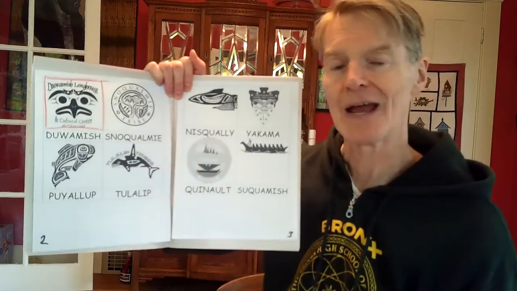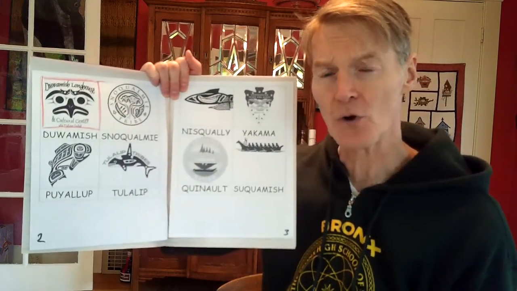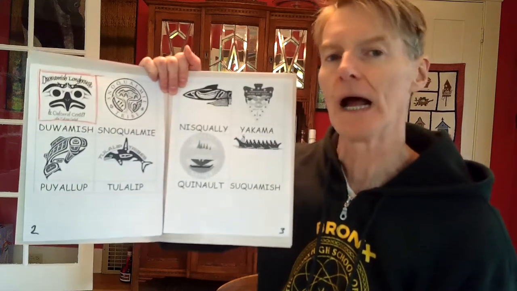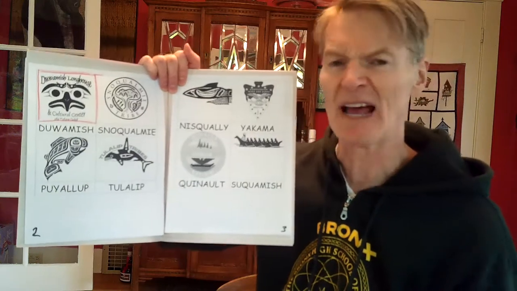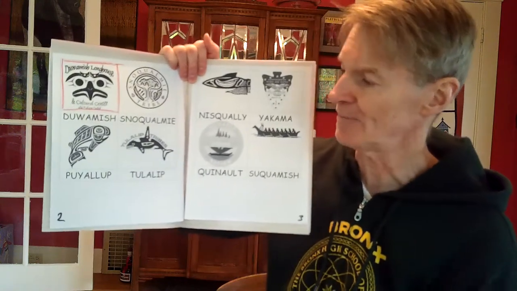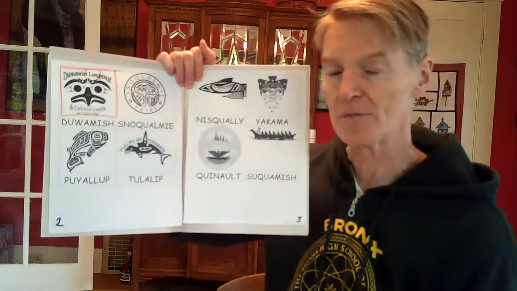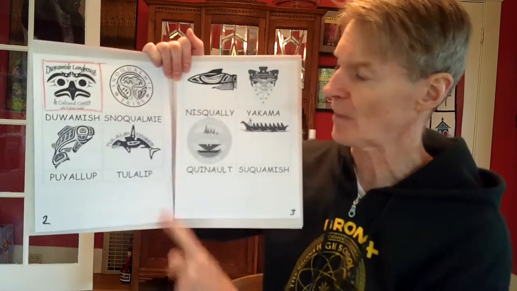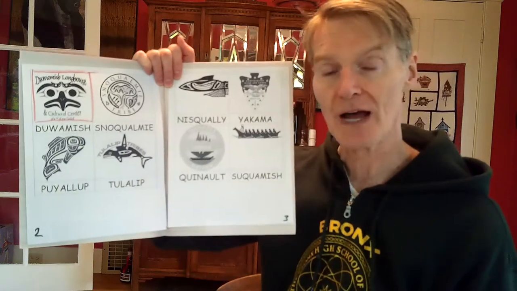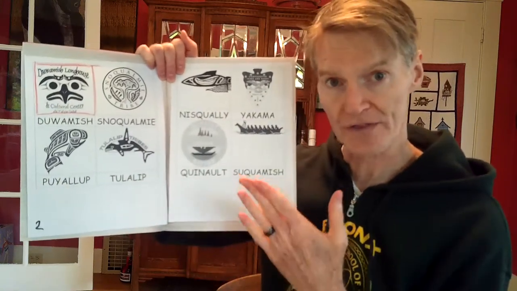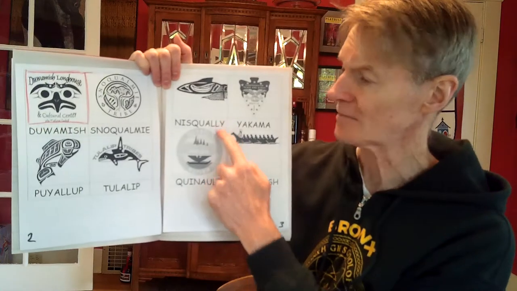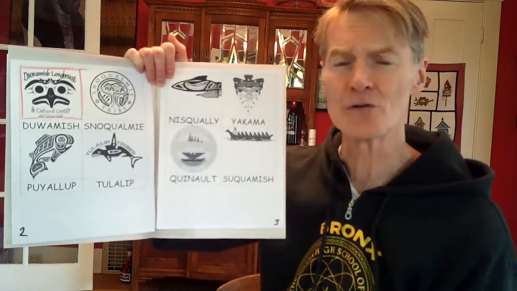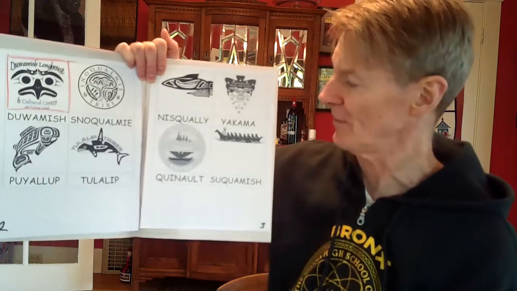Snoqualmie is an area outside of Seattle. There's a place called Snoqualmie Falls that some people go to look at the beautiful falls at that area of the city. It's only about half an hour away from downtown Seattle. Puyallup is a tribe of people and an area of Washington just south of Seattle. Tulalip, the name of the tribe and an area north of Seattle. Nisqually is a really big, beautiful delta south of Seattle, closer to Olympia, if you've heard of Olympia before.